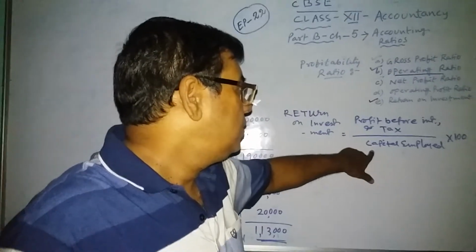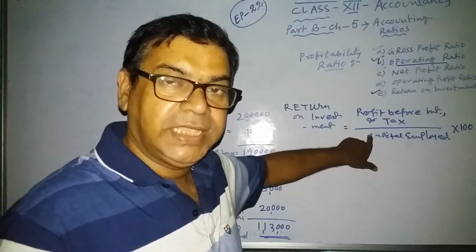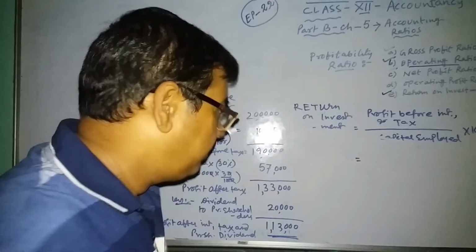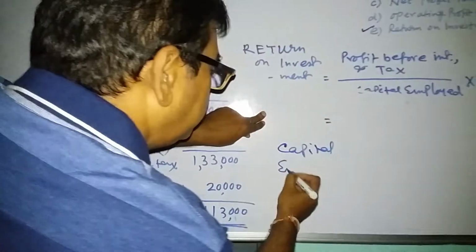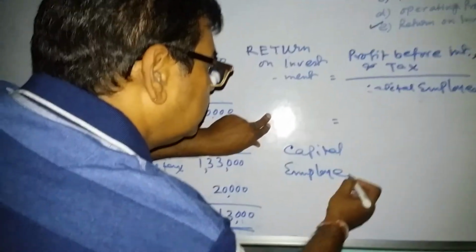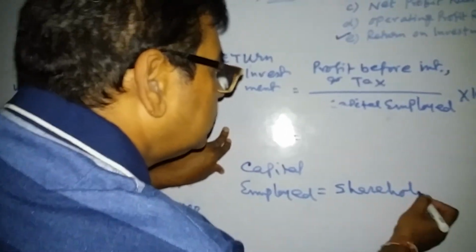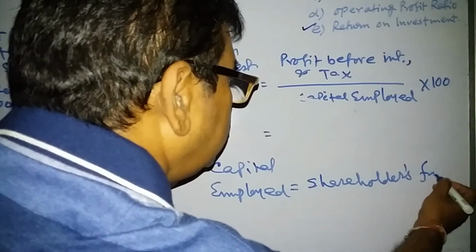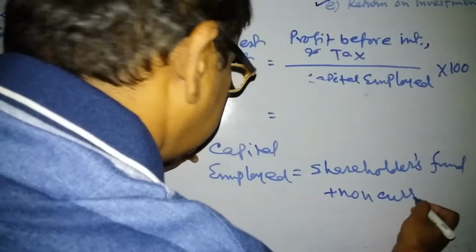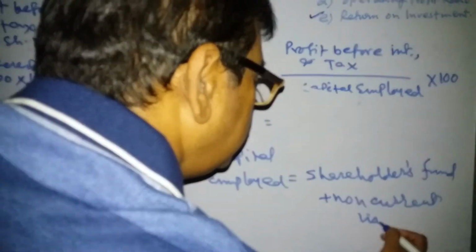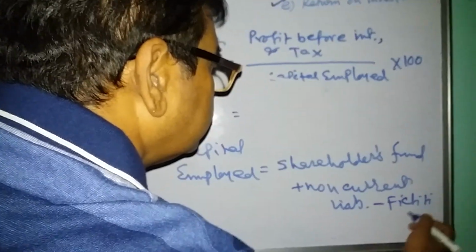And below, look, capital employed, this is also a new thing coming before us. What all will come inside capital employed? Capital employed means shareholders' fund plus non-current liability minus fictitious asset.